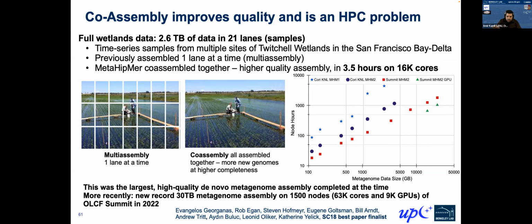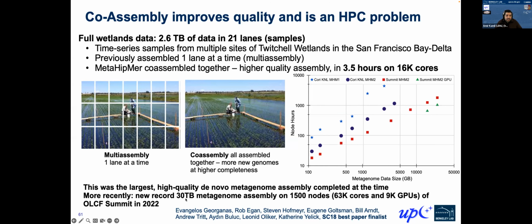And again, what we get is DNA samples from the environment. Those get sequenced into k-mers, and Michelle talked a lot about those yesterday. They need to be assembled into full genomes. And we end up with lots of data that really requires distributed computing to be able to do. Now, for instance, the wetlands data mentioned here is 2.6 terabytes, and that assembly took 3.5 hours on 16,000 cores in 2018.